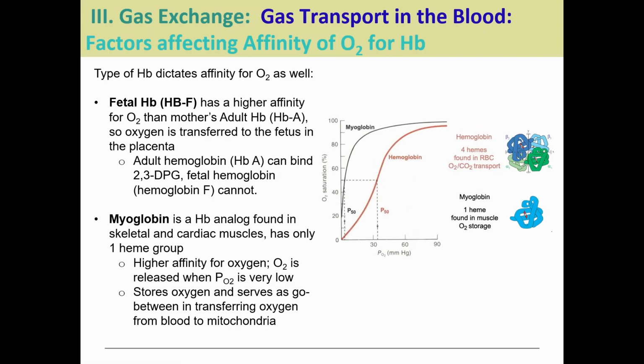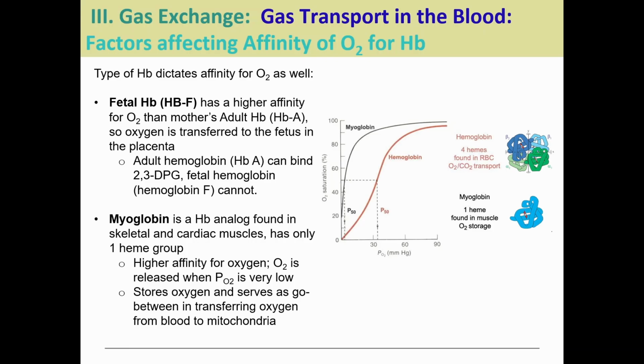And then different hemoglobins will also have different affinities. The fetal one has a higher affinity than the mom's, so that we can easily transmit that oxygen from the placenta to the fetus. When it comes to the 2,3-DPG, this only will work with adult hemoglobin. It will not work with fetal hemoglobin.